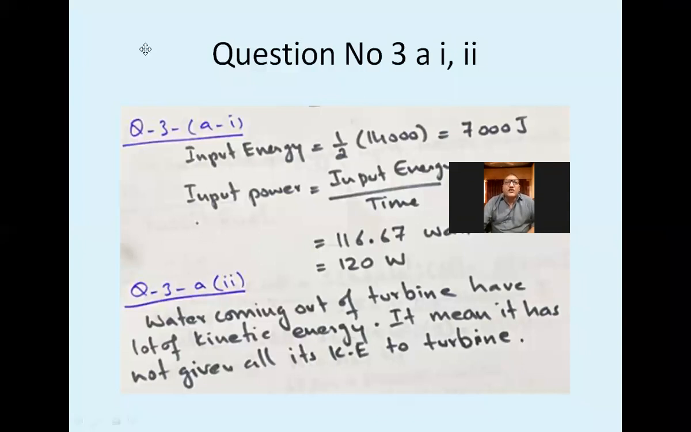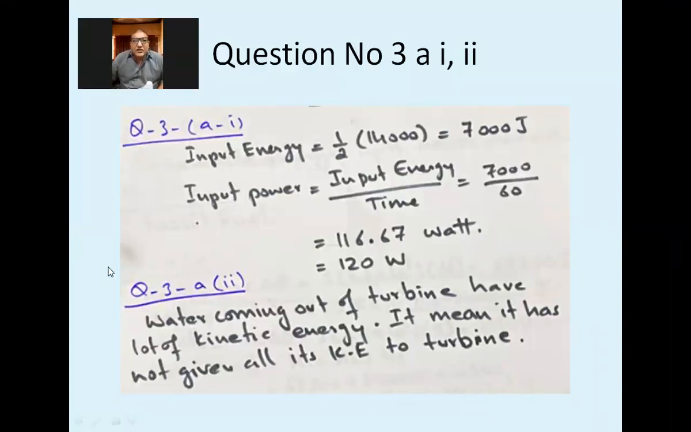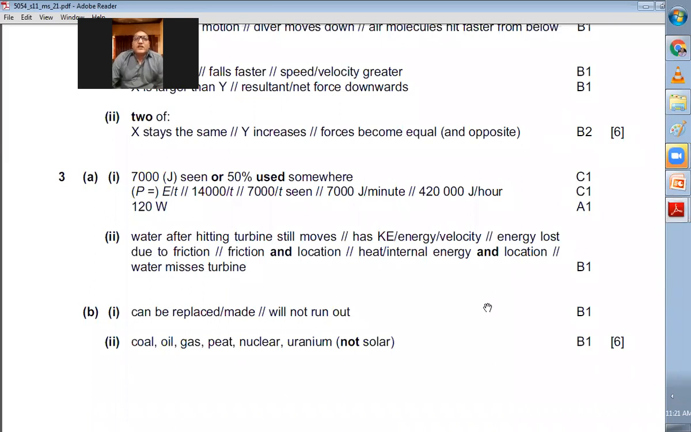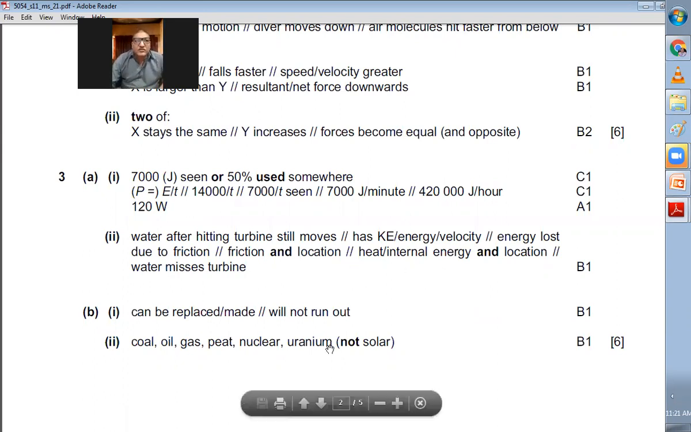So here on your screen, you can see this figure, question number 3A, first part. Input energy is equal to half of the 14,000 joules. That will be 7,000 joules. So input power is equal to input energy divided by time. So that is 7,000 joules divided by 60. So it will be 116.67 watts, which, when you round it off to two significant figures, will be 120 watts. So let me check the marking scheme, and the marking scheme says 120 watts. As you can see on your screen, the marking scheme says 120 watts for question number 3A, first part.